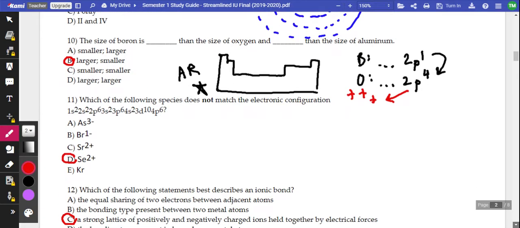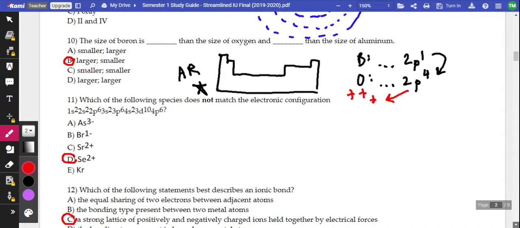Number 11, which of the following species does not match the electronic configuration? 1s2, 2s2, 2p6, 3s2, 3p6, 4s2, 3d10, 4p6. Well, if it's ending in a p6, that's a noble gas. At least it should be. Let's see. Or it's matching a noble gas configuration.